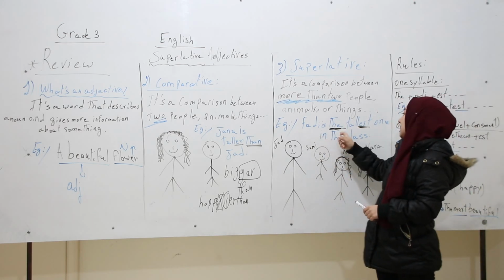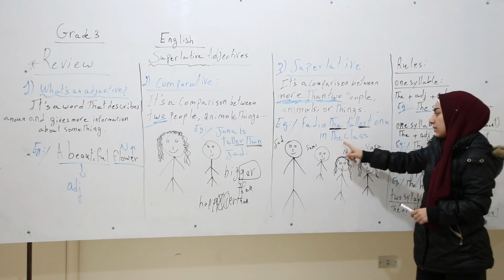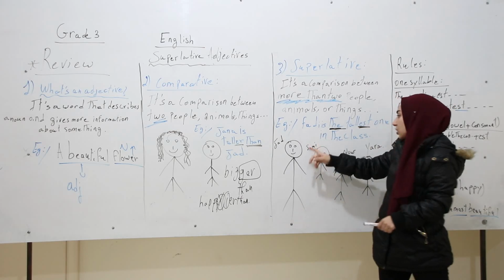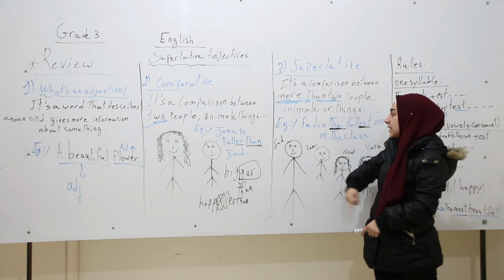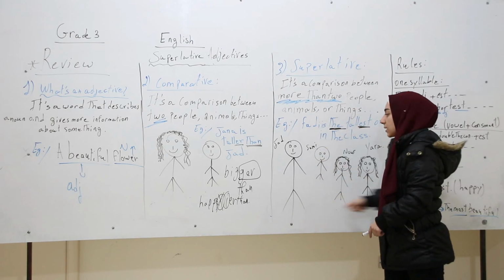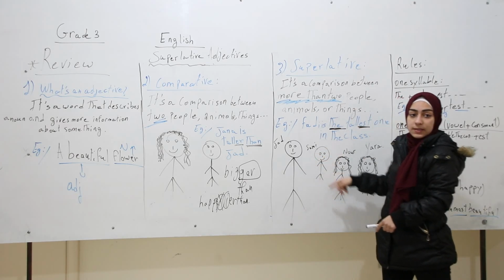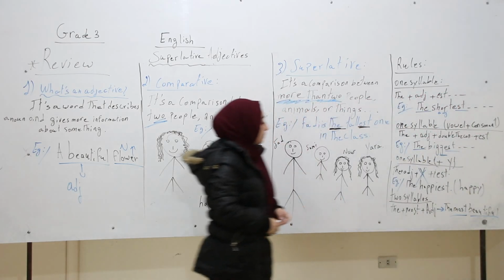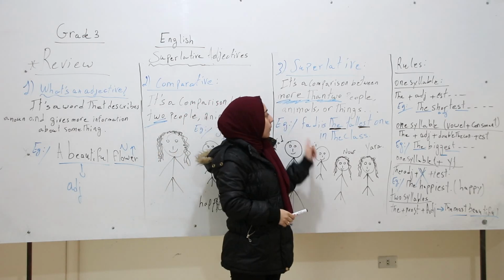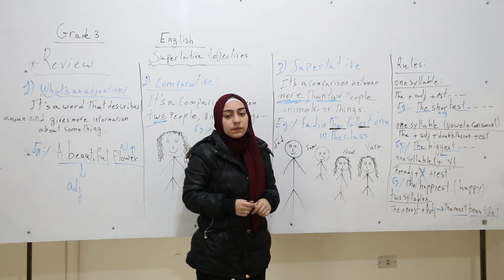Example: Jad is the tallest one in this class. Here we have Jad, here we have Sami, Noor, and Yara. And Jad is the tallest one in this class. هو أطول واحد بكل الصف. As you see in this picture or in these drawings. Okay? So, this is the superlative form of adjectives.